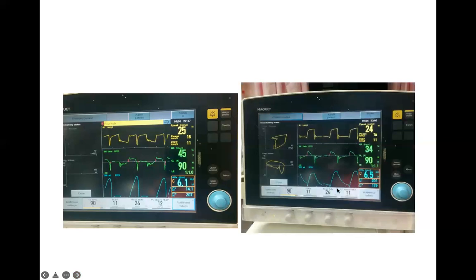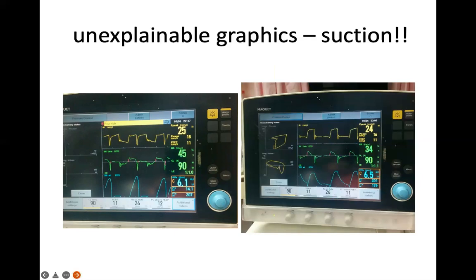You can see the time 22:47, 23. You can see the settings are absolutely the same. And you can see the delivered tidal volume has improved to 179, forcing you to decrease the PIP. So what am I trying to say here? When you find an abnormal, unexplainable graphic, go and give a suction so that you rule out that it is not a tube block that is giving you an abnormal, unreadable graphic. So that is also important.